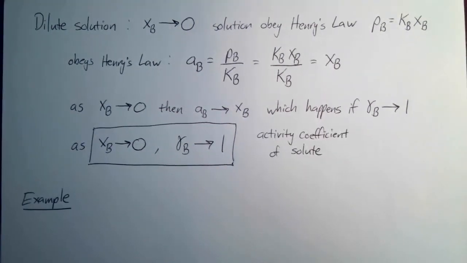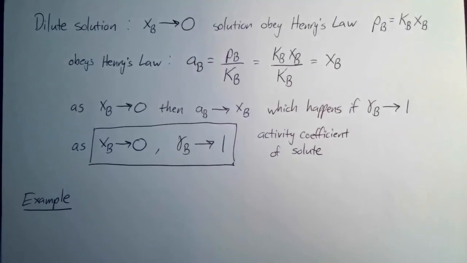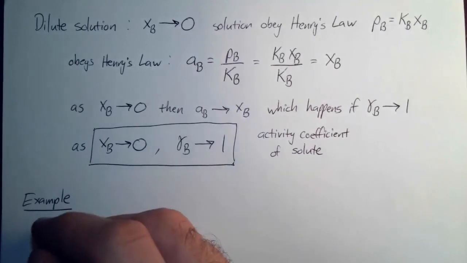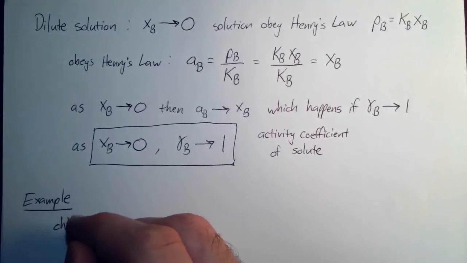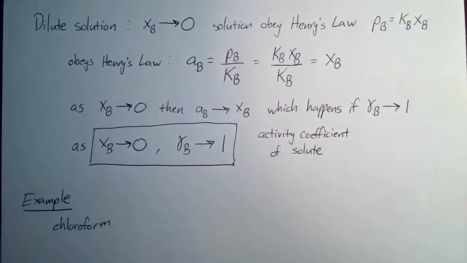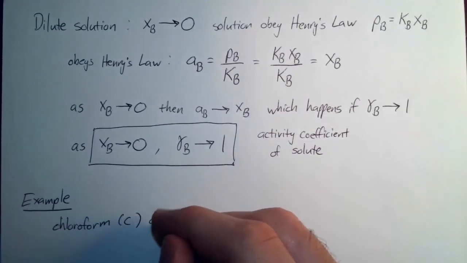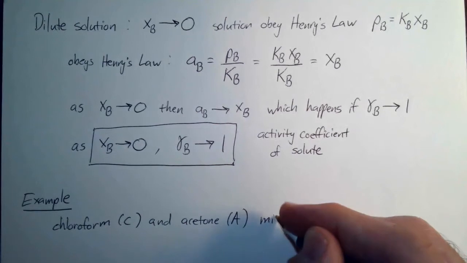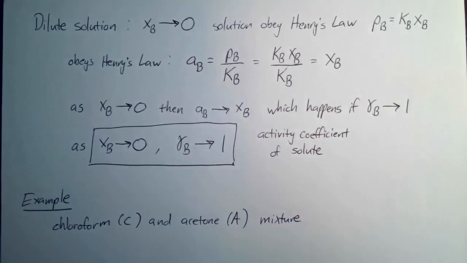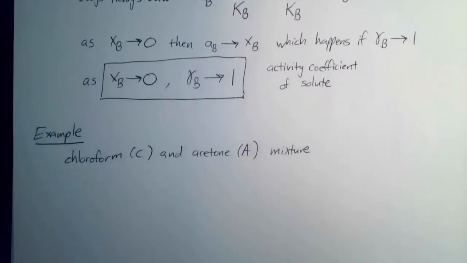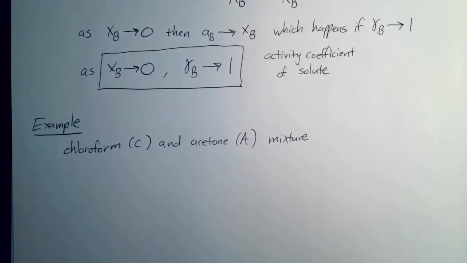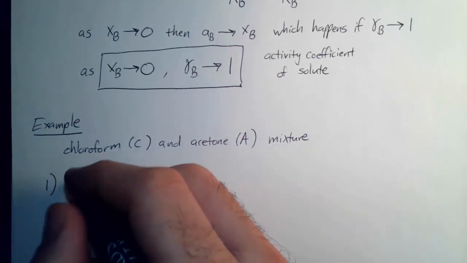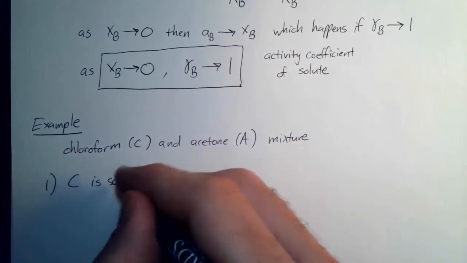Okay, now let's do an example of calculating the activities and calculating the activity coefficients. So we're going to return to this mixture that we looked at in 5A, which is a mixture of chloroform, which I'm going to use the letter C, and acetone, and that'll be letter A. And I'm going to do this for two cases. One where the chloroform is the solvent, and one where the chloroform is the solute. Okay, so first let's do that C is the solvent.